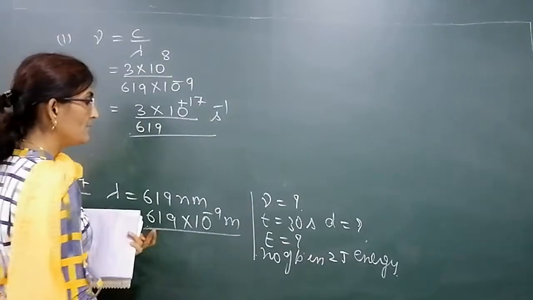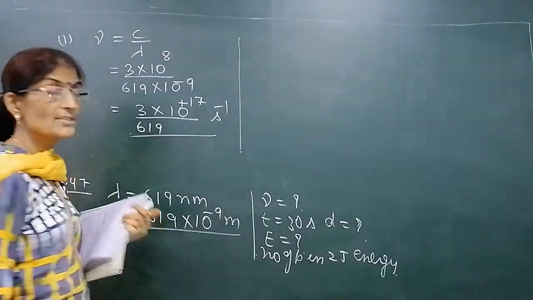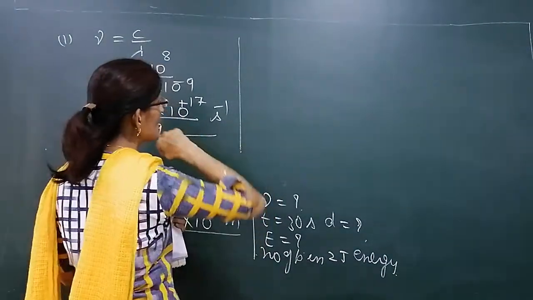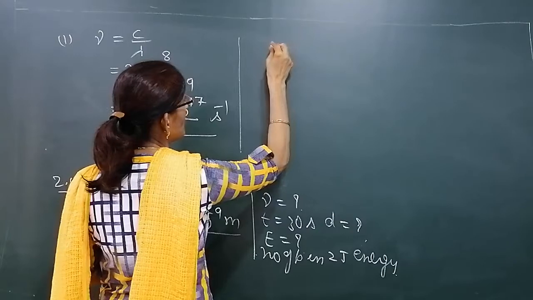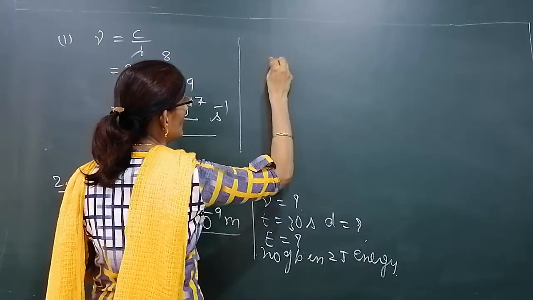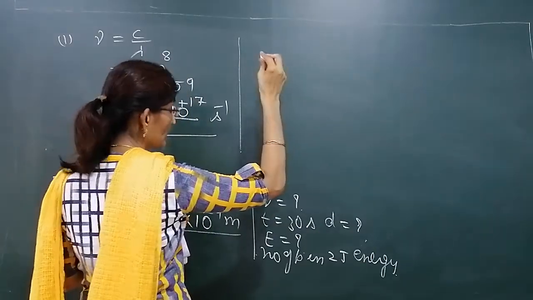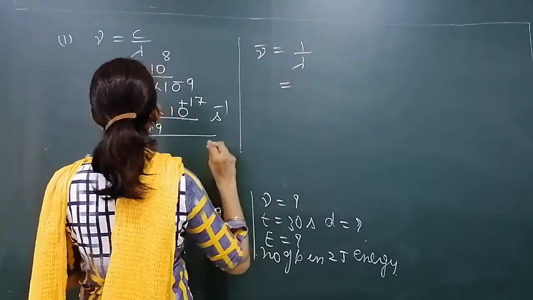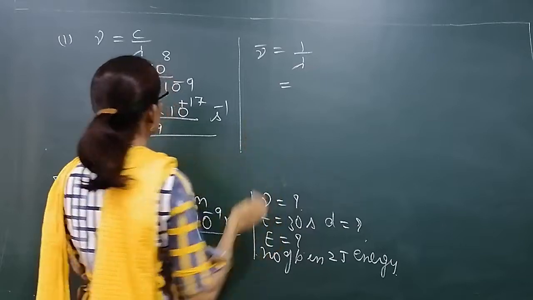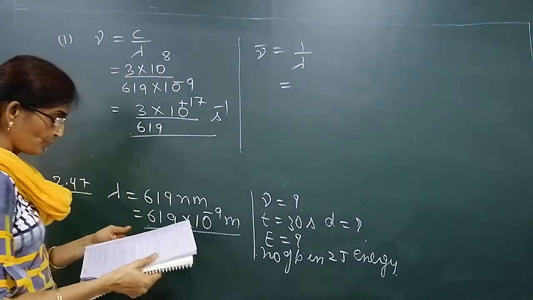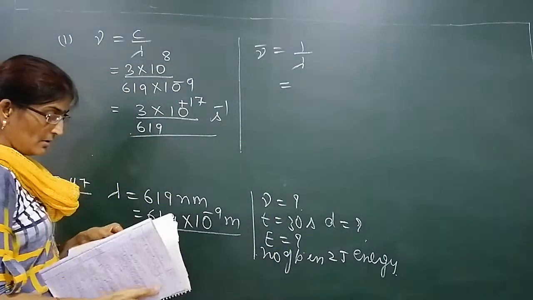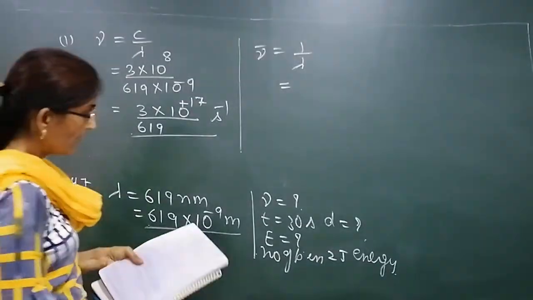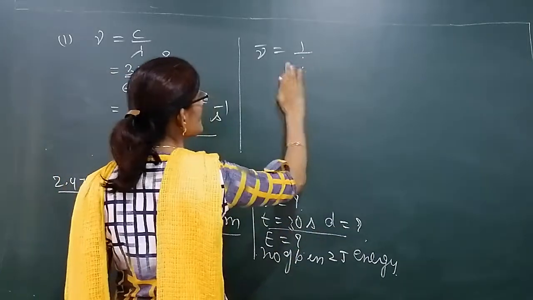Second, time is 30 seconds. Then what is the distance travelled by it? Time is given, 30 seconds. We can calculate from the wavelength. Nu bar is 1 by lambda, that is wave number. Sorry, not wave number; we have to calculate the distance.